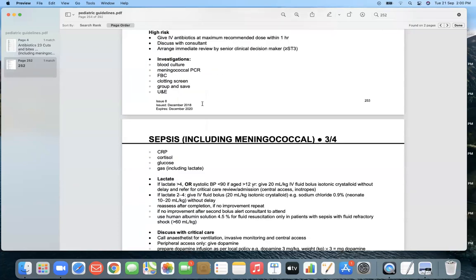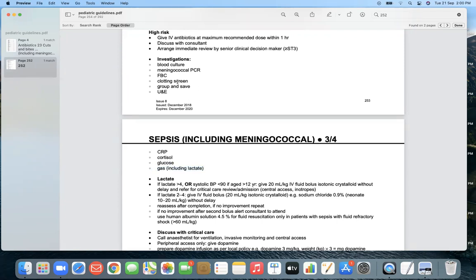Then investigations, which we all know: CBC, CRP, blood culture. Clotting screen becomes very important here, and meningococcal PCR. And also you will do the blood group and save, and urea and electrolytes. Other extra things here will be cortisol. Glucose you have already checked at the start. Blood gas, and you will comment on the lactate. It is very important. When you say blood gas, apart from the pH and the bicarbonate, you will also look at lactate. Tell this, it is very important.